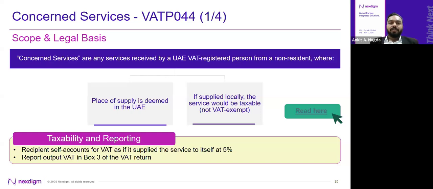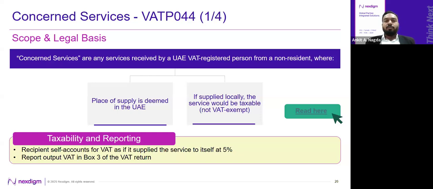So in which case, the concerned services, when they are made by a supplier outside UAE, would be taxable only when the place of supply is deemed to be within the UAE, and that would be taxed if they had been provided locally in UAE. So if there is a supply made by a supplier in UAE and that is considered to be exempt as per the VAT law, and if we are receiving such a service from a vendor located outside UAE, then the tax position remains the same. It will not undergo a change, and hence there would be no liability on the recipient to make a reverse charge application on those services or procurement.